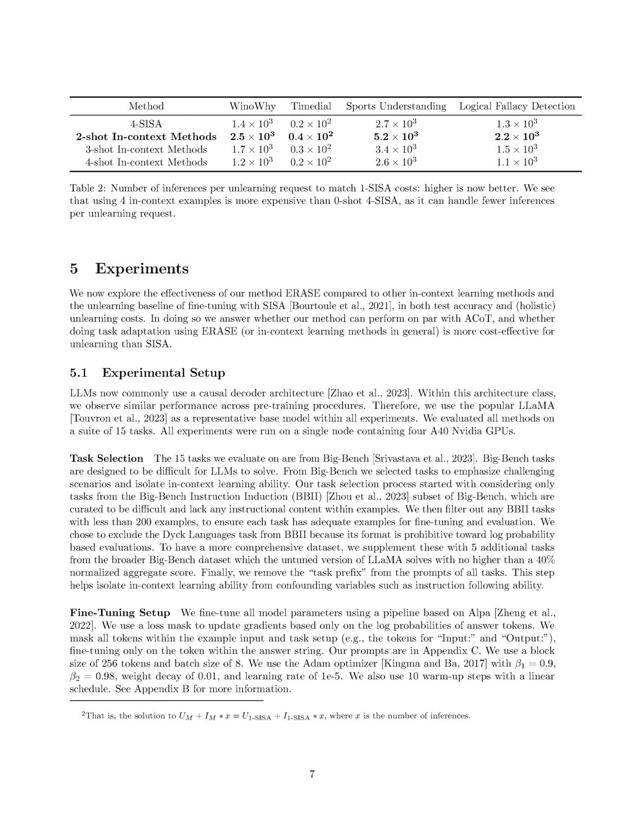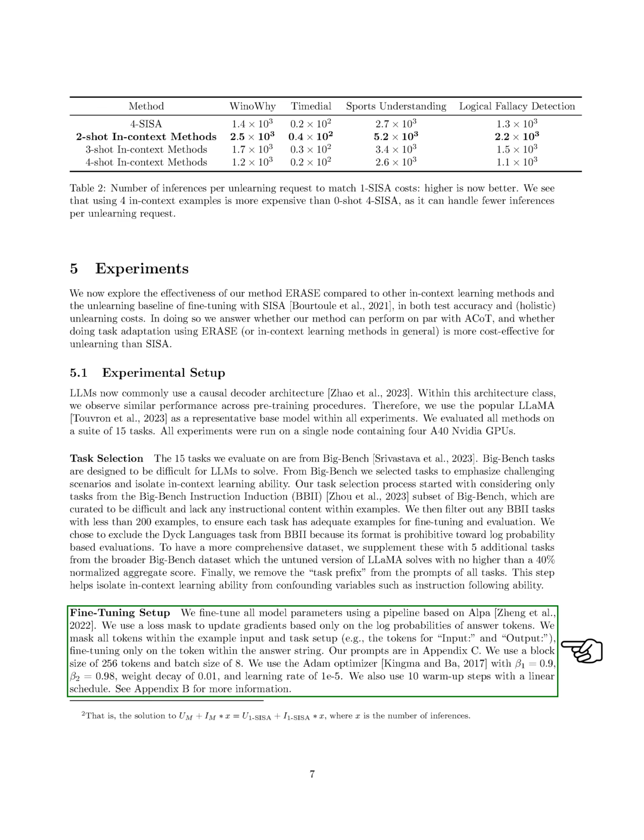Section summary. The section discusses the trade-off between inference cost and cost per unlearning operation in the task adaptation stage of a language model, LLM. It introduces the concept of holistic unlearning cost, which measures the number of inferences per unlearning request upon which a modified learning algorithm becomes as expensive as the baseline. The effectiveness of the proposed method ERASE is explored in comparison to other in-context learning methods and the unlearning baseline of fine-tuning with SISA, in terms of test accuracy and holistic unlearning costs, using a suite of 15 challenging tasks from the Big Bench dataset.